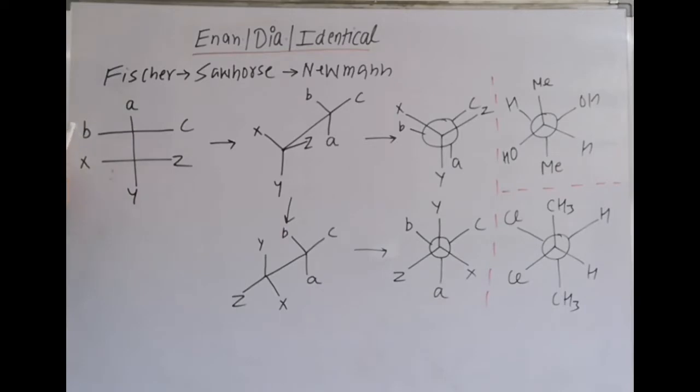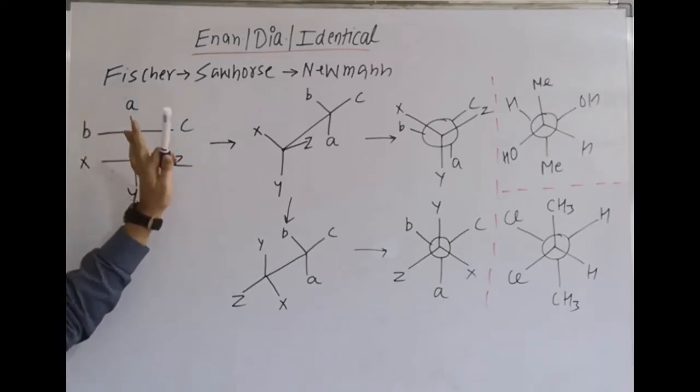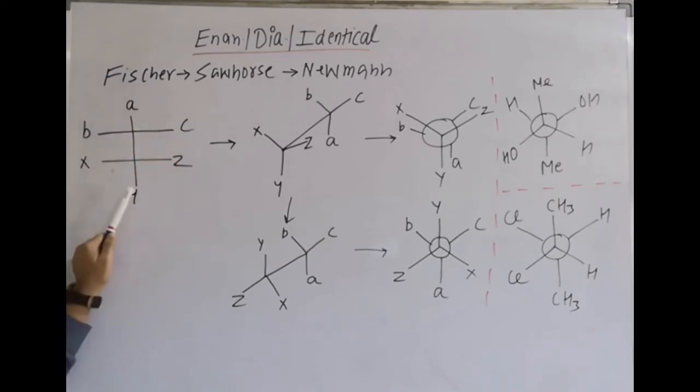Three different groups are there, B, A, C, and this is a bulky group. This is a different group, total 4 different groups. Below, the carbon also has 3 different groups, X, Y, Z, and another group is complete that one. So 4 overall different groups on each chiral carbon.